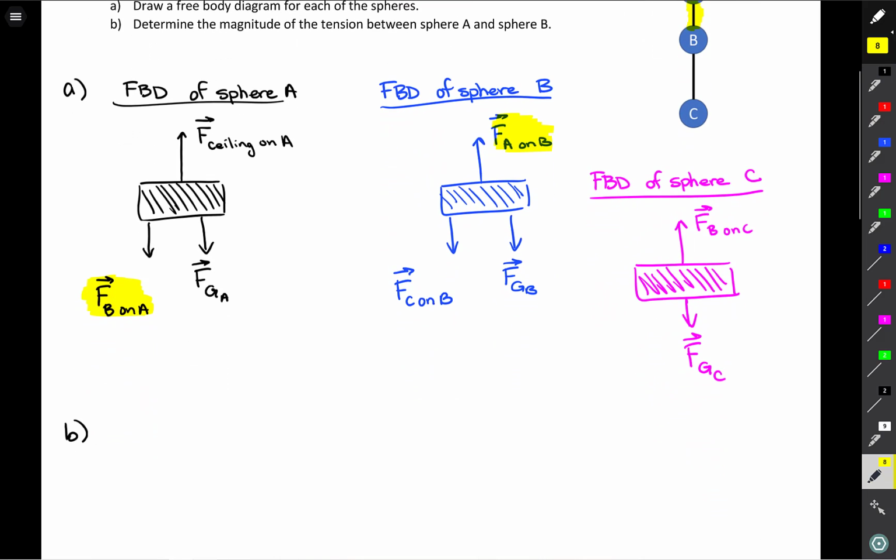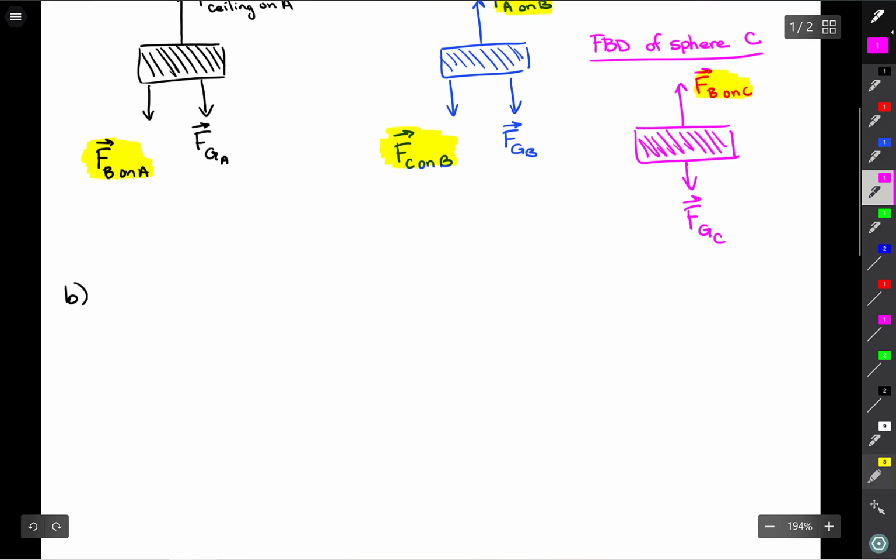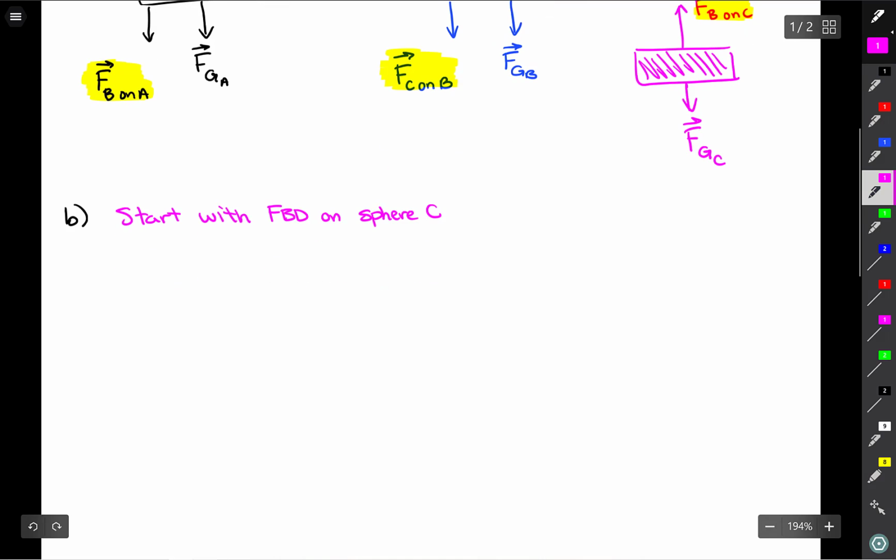However, I don't know the magnitude of the force of C on B. So that's going to force me to use this third free body diagram to find that force of B acting on C, which will relate to my free body diagram for sphere B. Okay, so we're going to start in on that last free body diagram. So I'm going to start with the FBD of sphere C.